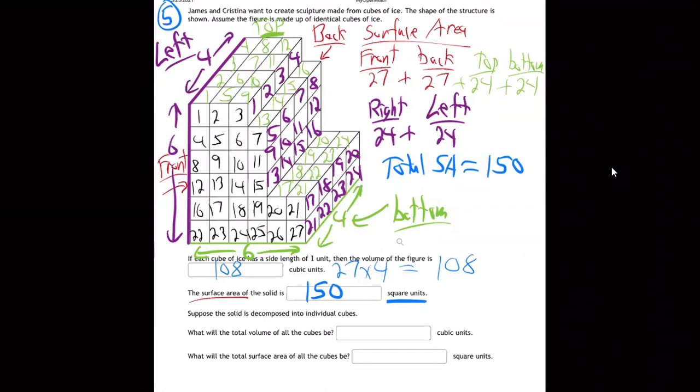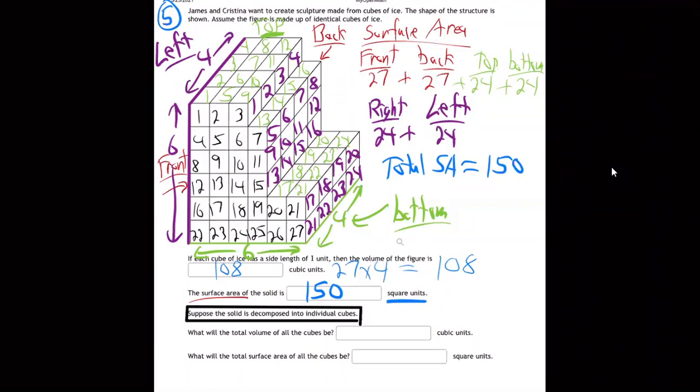Now, having done all that, here comes the big question. Suppose the solid is decomposed into individual cubes. Box here. There we go. So that's kind of weird. I'll leave it like that. Suppose the solid is decomposed into individuals. You're going to break it apart now. So now we're going to take this 3D shape and break it all apart.